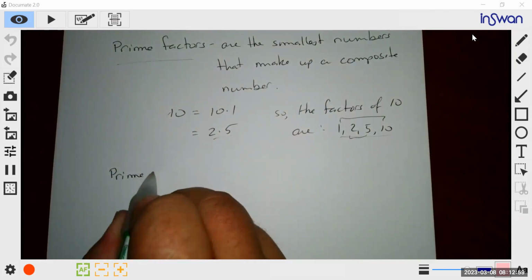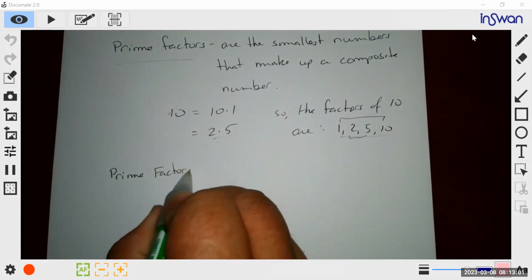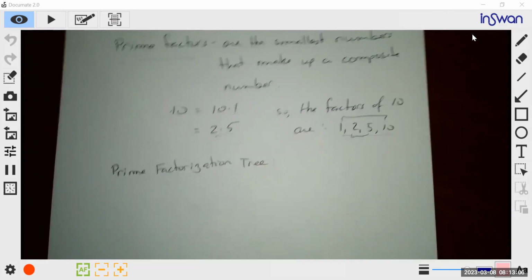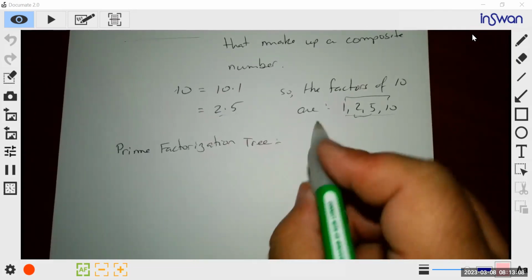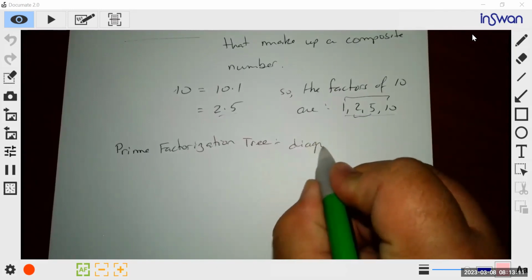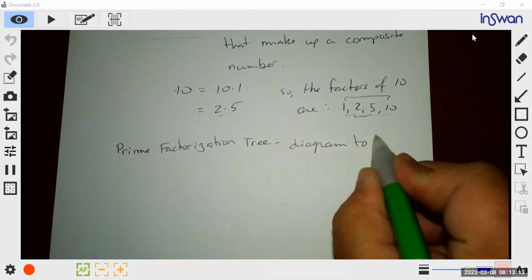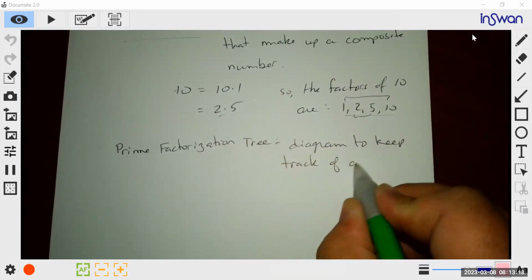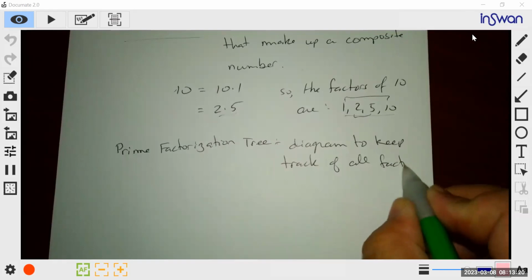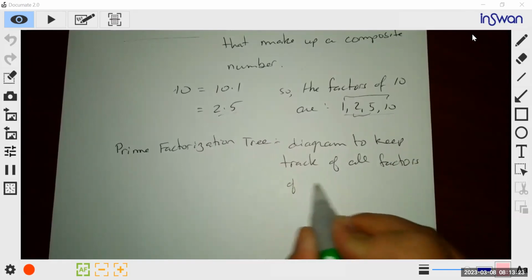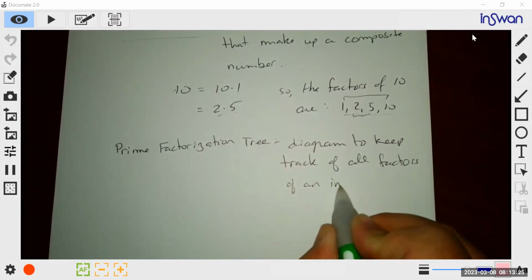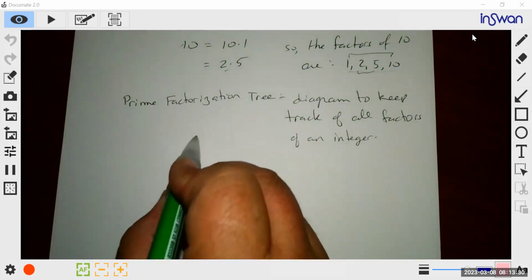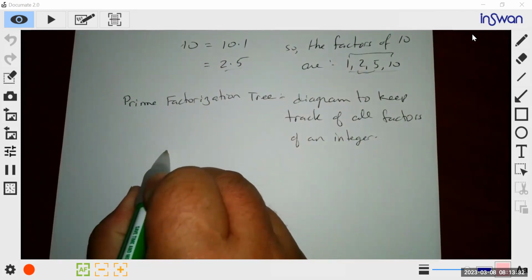We use a method called the prime factorization tree. It's a diagram to keep track of all the factors of an integer. Example, 48.